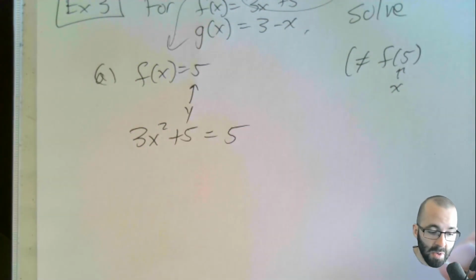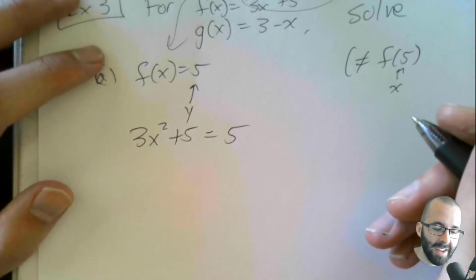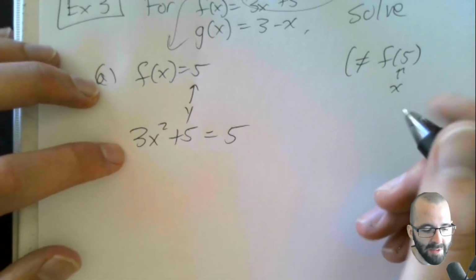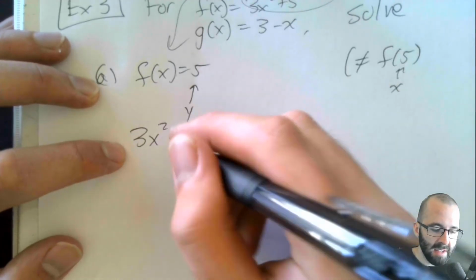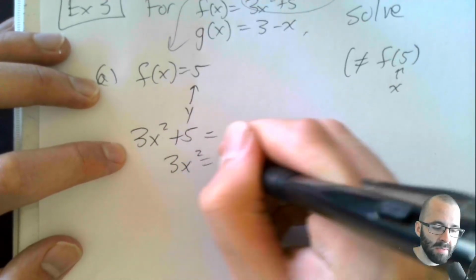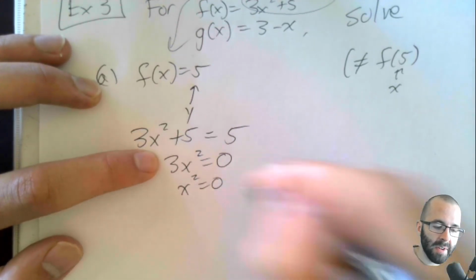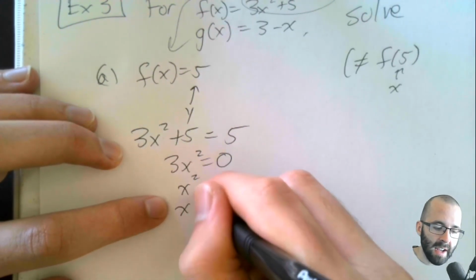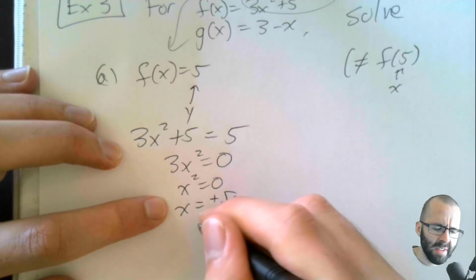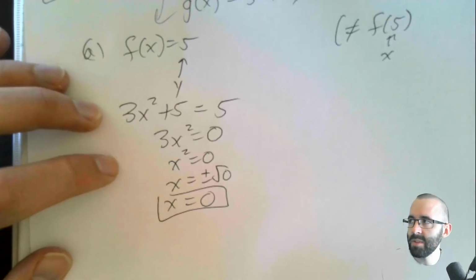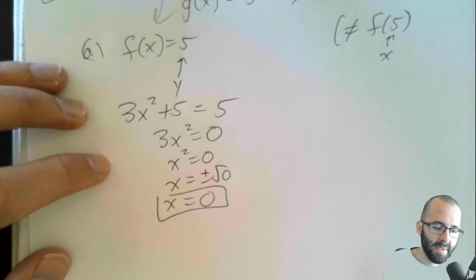And you've solved quadratic equations before, in 2.5. So we subtract 5 from both sides. We're going to get 3x squared equals 0. We can divide both sides by 3. We get x squared equals 0. Take the square root. x is plus or minus the square root of 0, which is just plus or minus 0. x is only equal to 0 here. Okay?